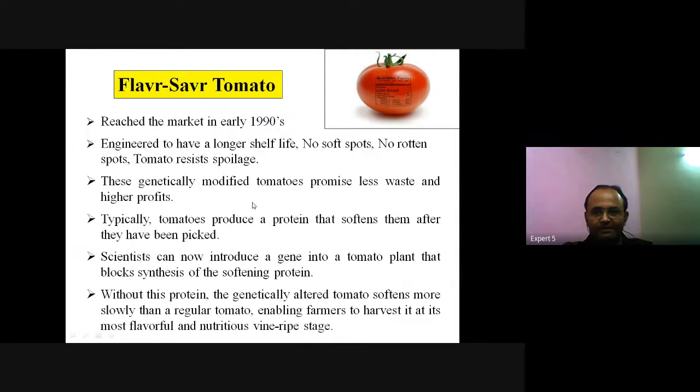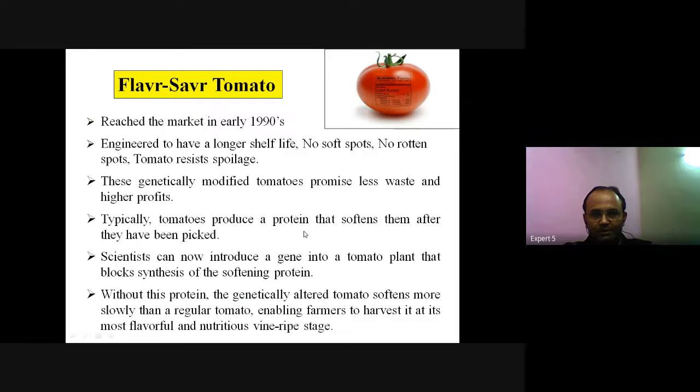Flavr Savr tomato is an example of this antisense technology. This tomato reached the market in the early 1990s. It is engineered to have a longer shelf life. Generally, no soft spots, no rotten spots, and this tomato resists spoilage. During ripening, tomato produces a specific protein that softens it after it has been picked. If the expression of this protein is blocked, then softening may be delayed. Scientists can introduce a gene into a tomato plant that blocks the synthesis of softening proteins. Without this protein, the genetically altered tomato softens more slowly than a regular tomato, and it enables farmers to harvest it at its most flavorful and nutritious vine-ripe stage.